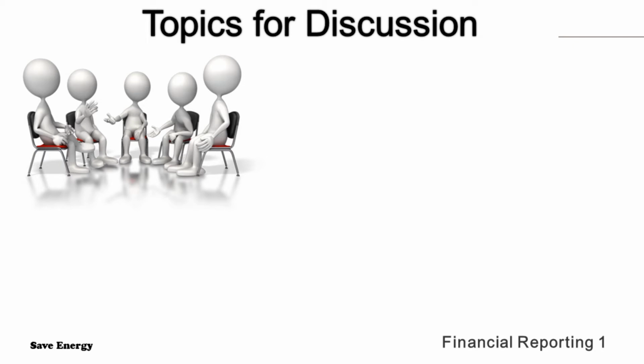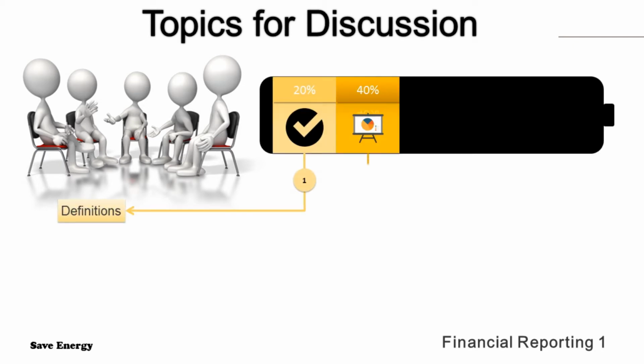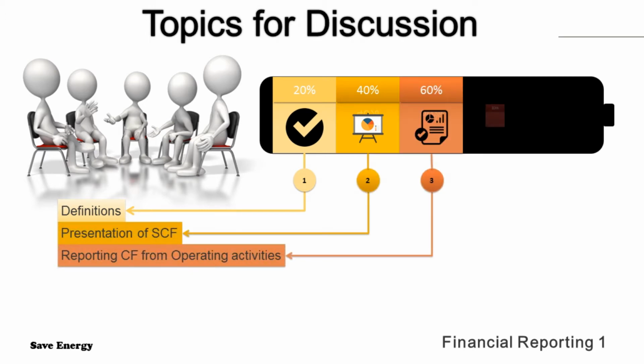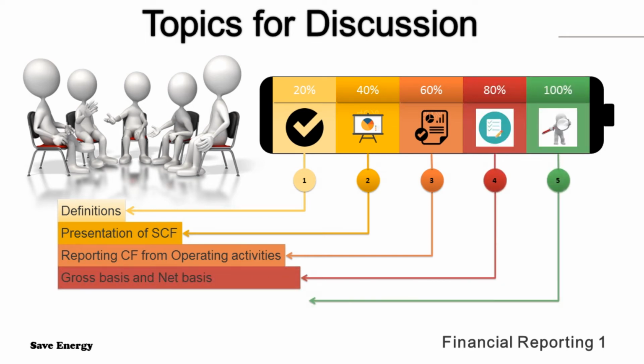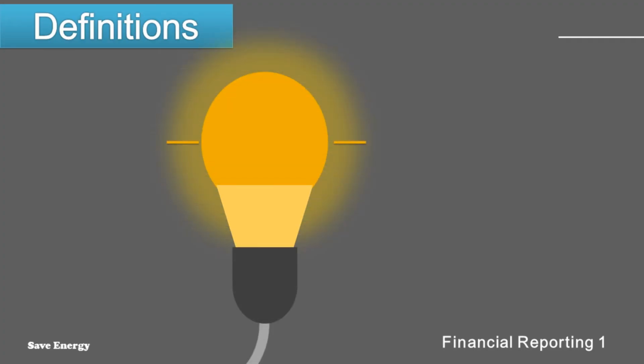Our topic has been divided into 5 parts. First part talks about definitions. Second part, presentation of statement of cash flows. Third part, reporting cash flows from operating activities. Fourth, when to report on gross basis and when on net basis. Fifth, how to report special cases. Let's discuss each and every topic in detail.